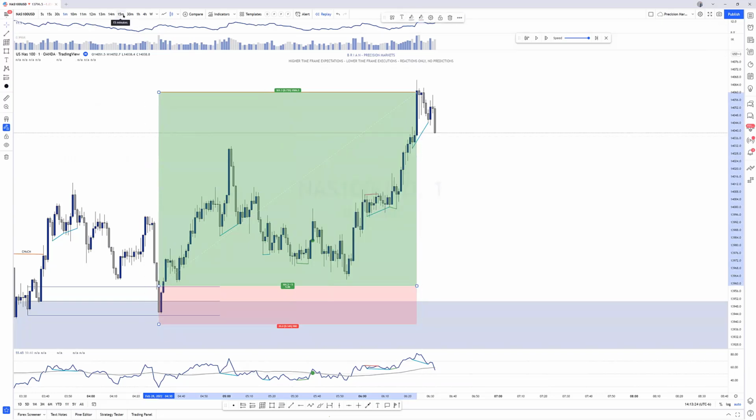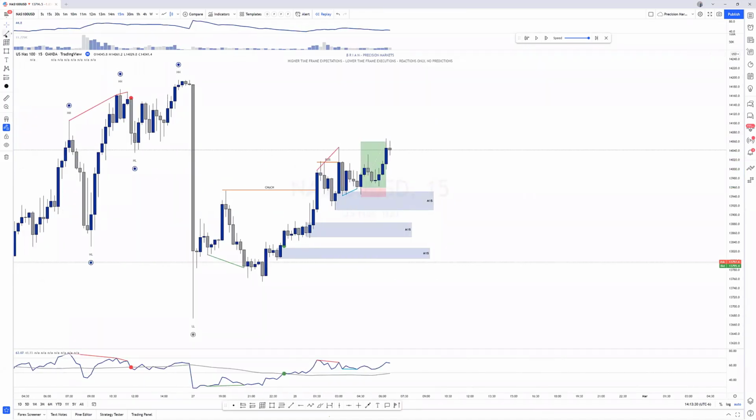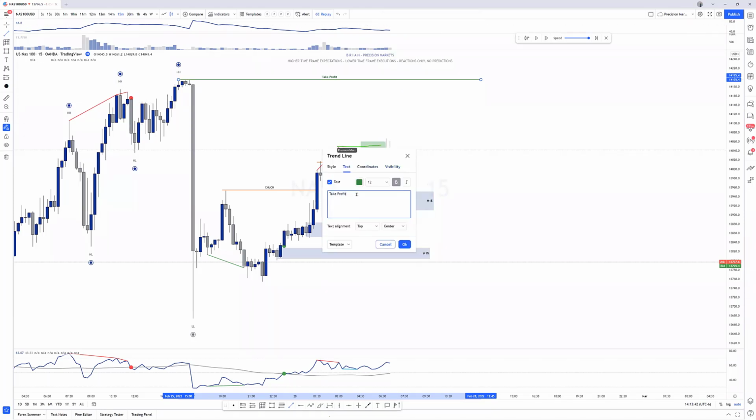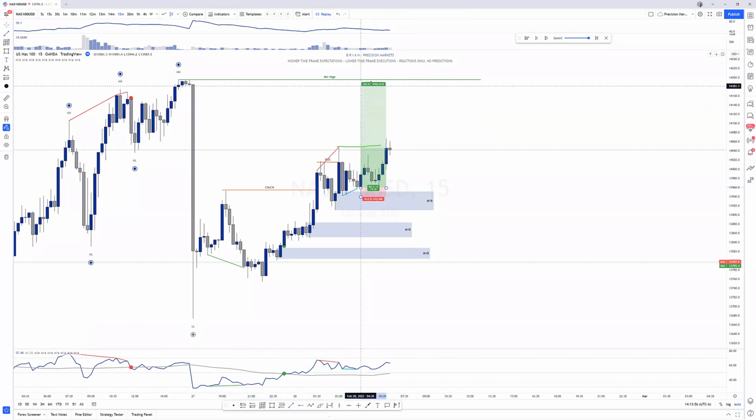Okay, just to keep in mind, this was our 4-hour high right here. I'm just going to label this really quick. So that was our 4-hour high. If we continue towards that, it would give me about a 1 to 10 risk reward. It also coincides with our 15-minute high, so ultimately that's where I'm looking to take our profit.